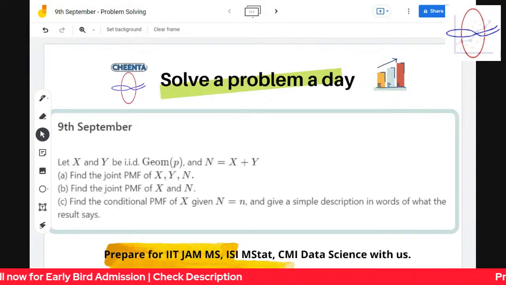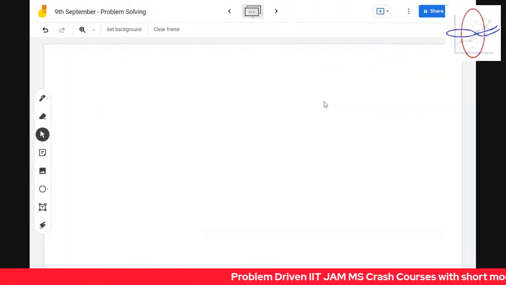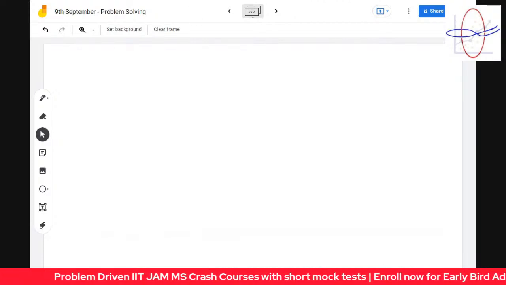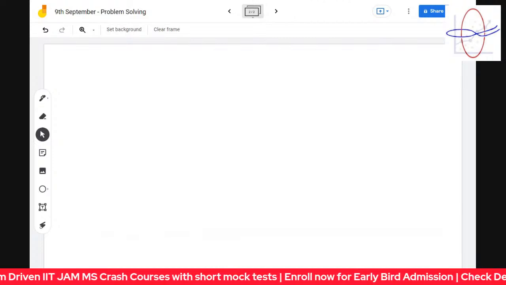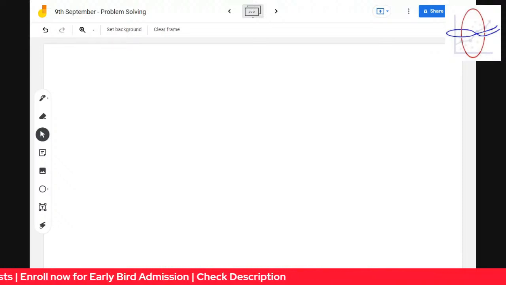So what do we mean when we say we need to find the joint PMF of x, y, and n? We need to find this. Tell me what we need to find. So first step, what should I write, guys? This is something you should learn. What is the first step I should write to find the joint distribution of x, y, and n? If I ask you to find the joint distribution of x, y, and n, what is the first step?